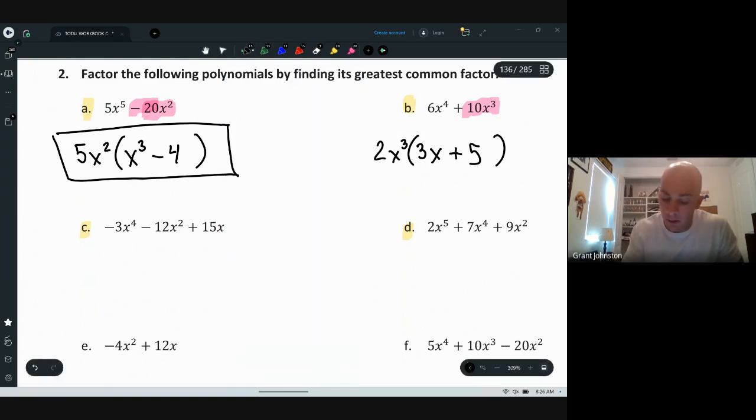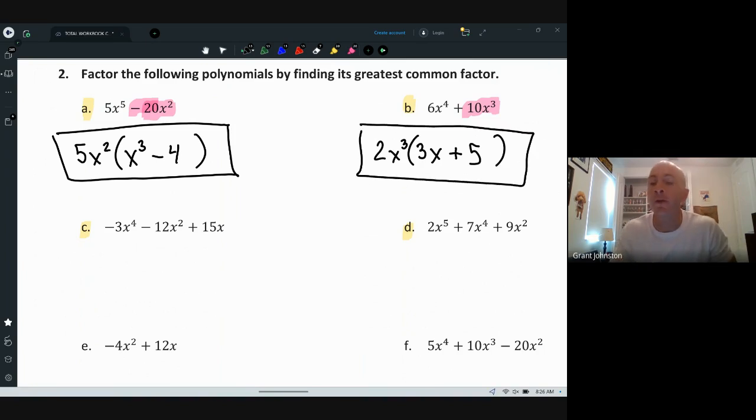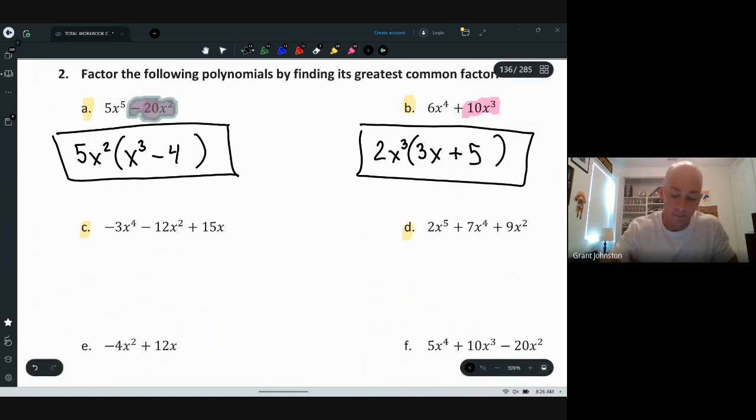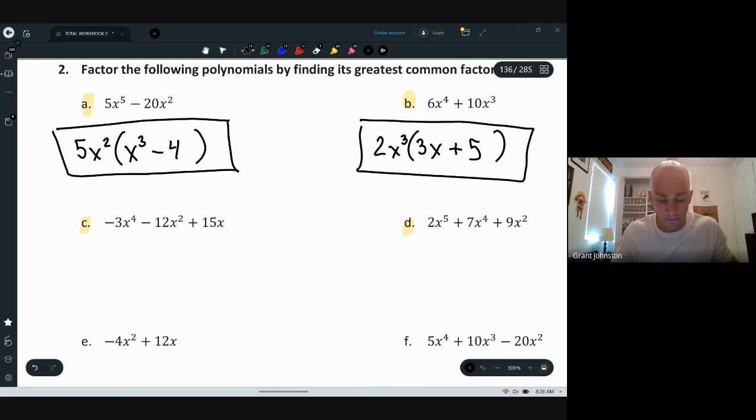Oops. So this is its full factorization using the greatest common factor. And again, you can distribute to check. And you might be able to do that in your head too. 2x to the third times 3x is 6x to the fourth. And 2x to the third times 5 is 10x to the third. Let me do some more.